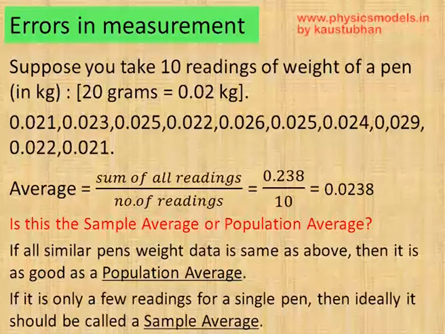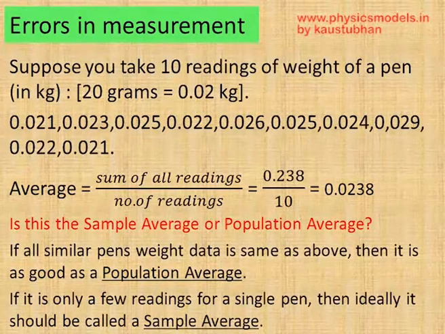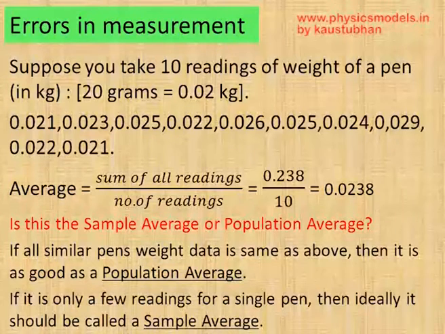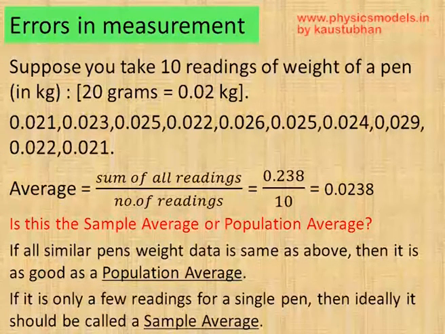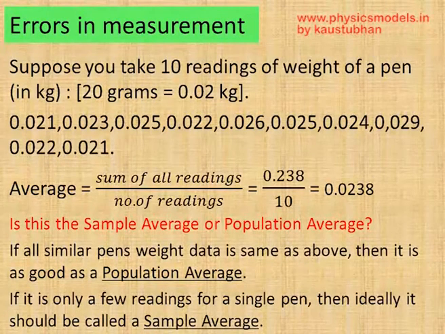There are two parameters to measure that. One is the average and the other is the standard deviation. Now look at the 10 readings on the top. If they are just 10 readings for a single pen, ideally that would be called the sample average. But if these 10 readings represent all the pens of that same make and size, then we can call it the population average if we do the sum of all these values and divide by 10. The difference between population and sample average is very important to understand.